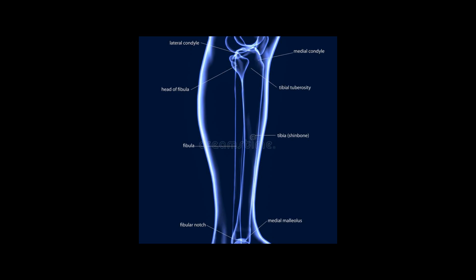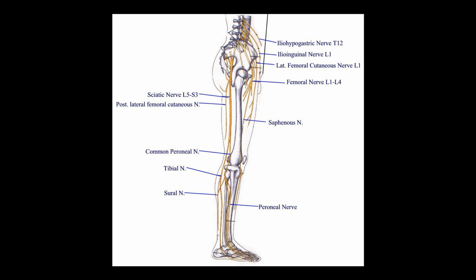The remaining part of the posterior surface is smooth and covered by the tibialis posterior, flexor digitorum longus, and flexor hallucis longus. Immediately below the popliteal line is the nutrient foramen, which is large and directed obliquely downward.